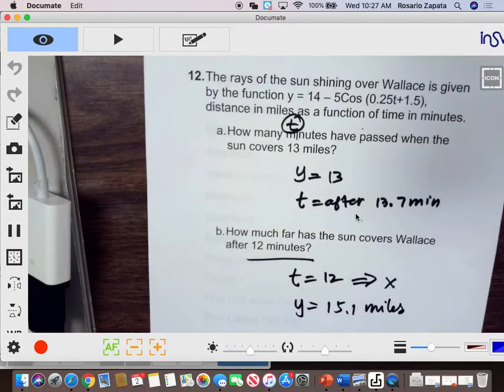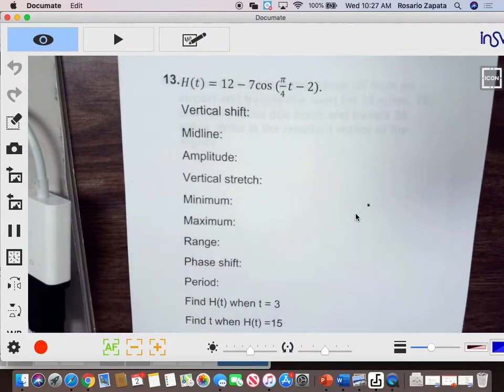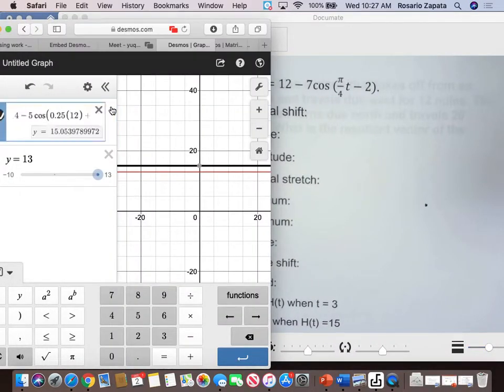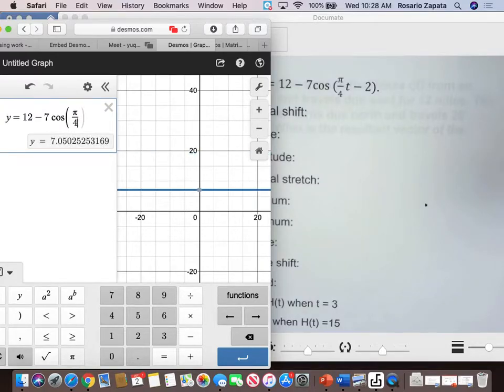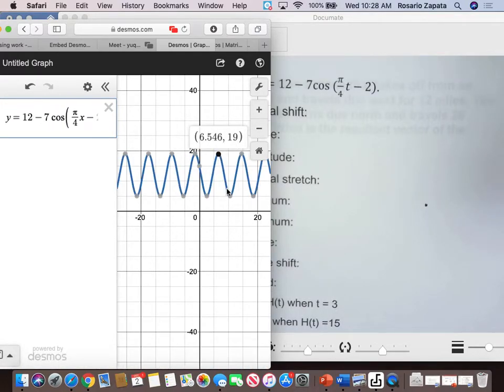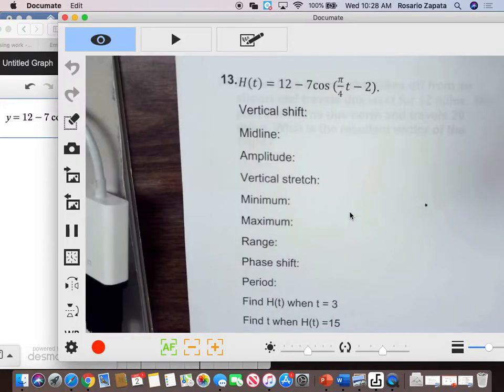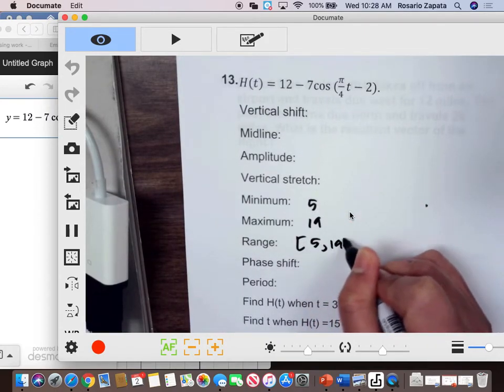Okay, now let's go to the next one. How to find the vertical shift? Of course, you can always graph the function in order for you to find some of them. It's easier. So y equals 12 minus 7 cosine of pi over 4 times x minus 2. From the graph, you can easily find the minimum and the maximum, and that's 5 and 19. And the range then becomes 5 to 19.